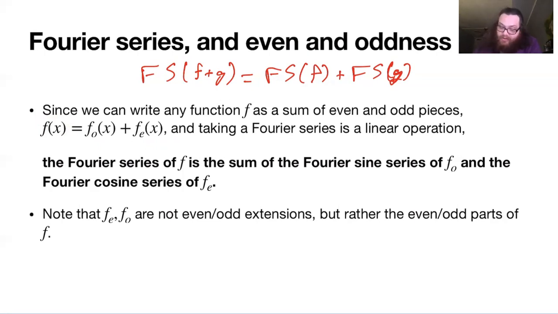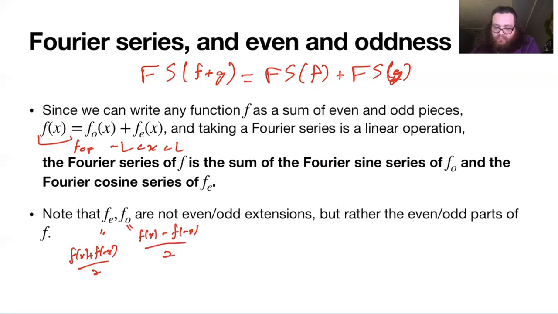Yeah. And so keep in mind here, implicitly, this is for x on the interval negative L to L, because we're just taking the Fourier series of everything. In particular, these functions f even and f odd are not extensions. These are functions that we can construct from whatever we're told f is. And f even was f of x plus f of minus x over 2. F odd was f of x minus f of minus x over 2. Okay. So these are the even and odd parts and are not extensions. Okay.